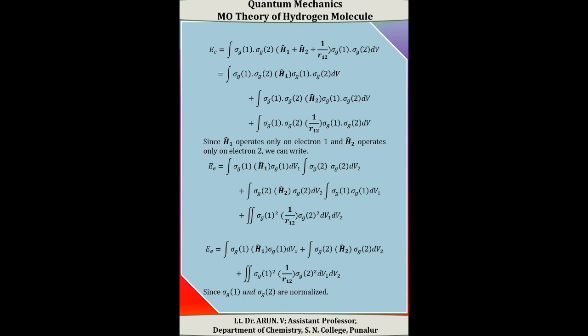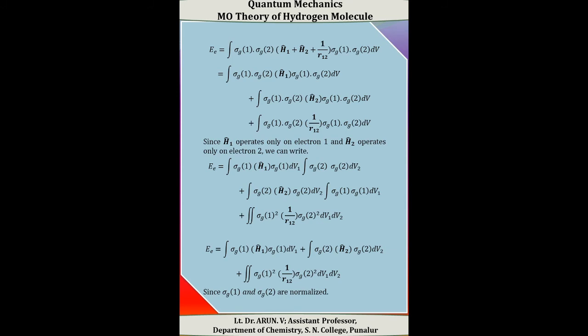Here H-cap 1 operates only on electron 1 and H-cap 2 operates only on electron 2. Therefore, we can write E equal to the integral of sigma g1 H-cap sigma g1 dv1 into the integral of sigma g2 sigma g2 dv2, plus the integral of sigma g2 H-cap 2 sigma g2 dv2 into the integral of sigma g1 sigma g1 dv1, plus the double integral of sigma g1 square 1 by r12 sigma g2 square dv1 dv2.